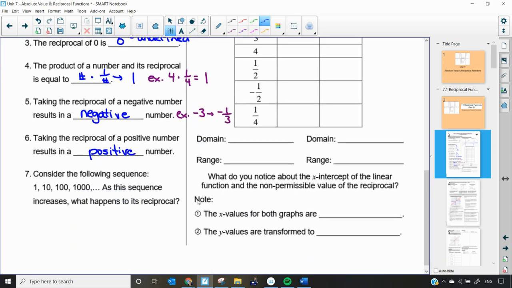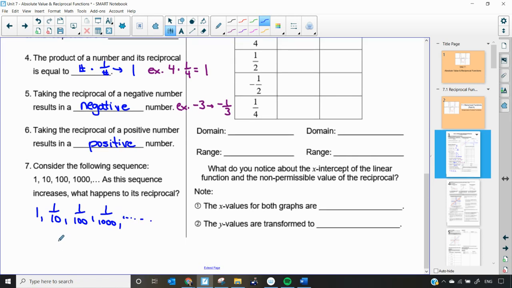Now, one more thing to look at is this sequence here. We have 1, 10, 100, and 1,000. And we want to look at what's happening as the values increase. As the values increase, 1, 10, 100, 1,000, the reciprocals will be 1 over 1, which is 1, 1 over 10, 1 over 100, 1 over 1,000, and so on. So the reciprocals stay positive, but the value decreases.